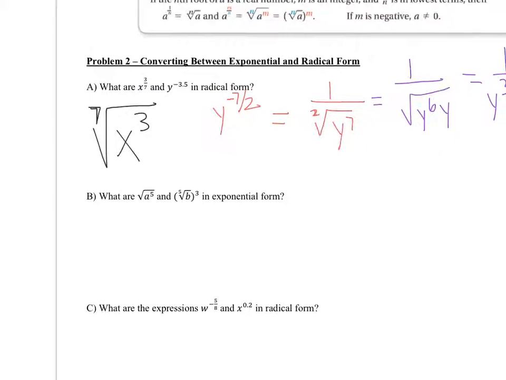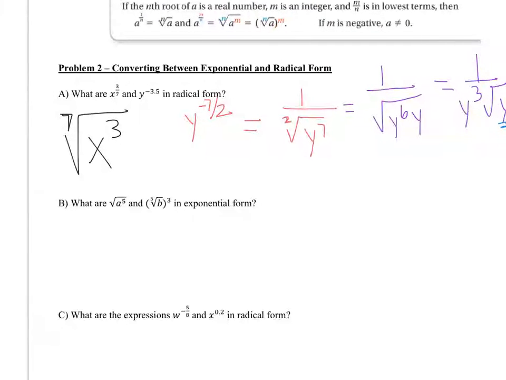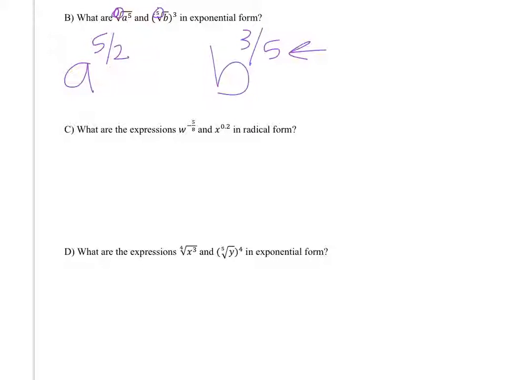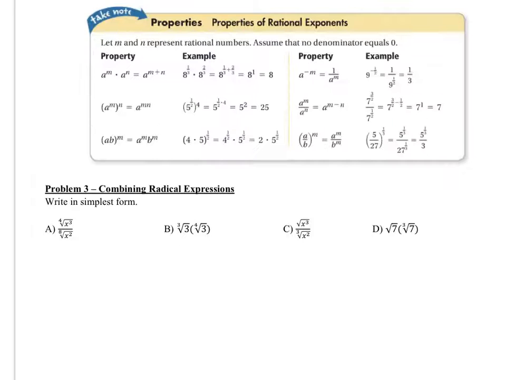The next one, if I'm going from radical to exponential. Again, if there's no number shown, it's always a 2. So in this case, this is a raised to the 5 halves. No index here, it's always a 2. This is just rewritten the same way. My index is going to be my denominator, so I'm going to have b cubed to the 5th, because my index here is 5. That's why my denominator is 5. So I want you to try C and D, push pause, and try C and D by yourself.